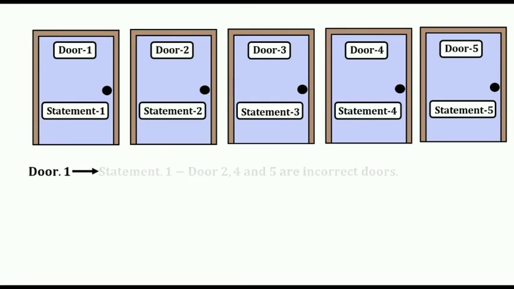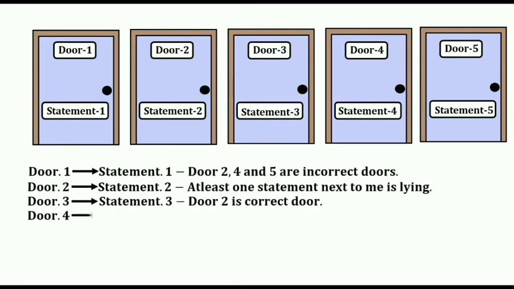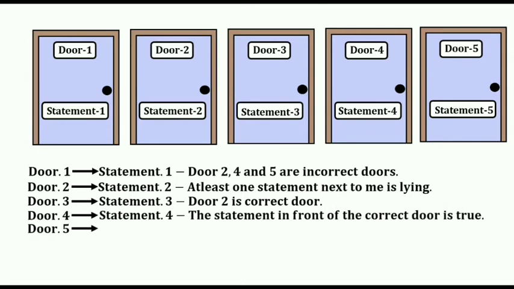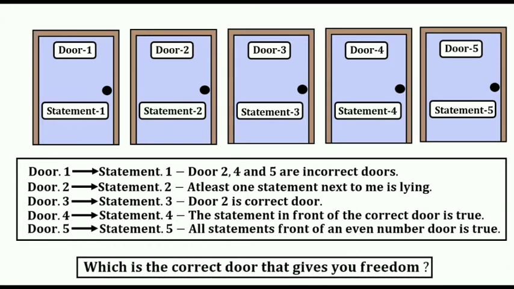Now, 3 of these statements are false and the remaining 2 statements are true, and there is only one correct door that gives you freedom. If you enter any of the remaining 4 doors, they will kill you instantly. So your question is to find which is the correct door that gives you freedom.